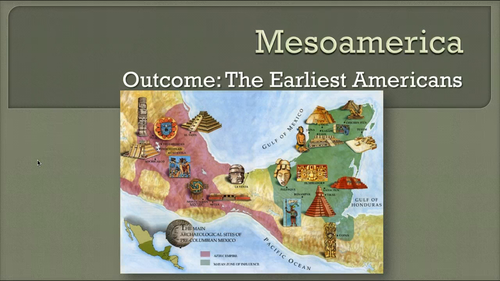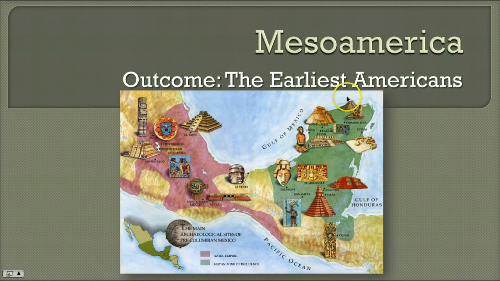Today we're going to be looking at Mesoamerica, and specifically we're going to be looking at the earliest Americans. In fact, what we're going to try to do here today is set up how the different cultures of Mesoamerica got to this region. We're going to specifically in this unit look at several different groups of people, including the Olmec and Zapotec. We're also going to talk about the Mayas, the Aztecs, and the Incas.